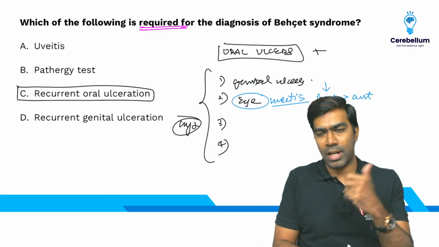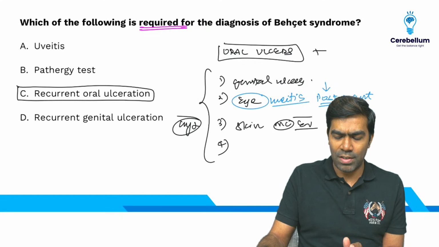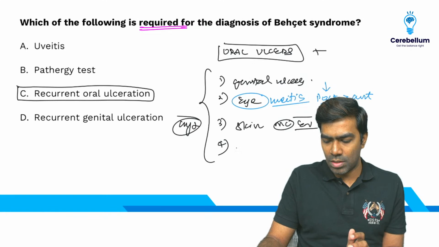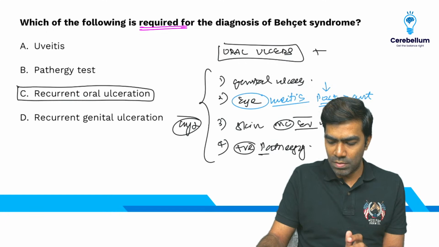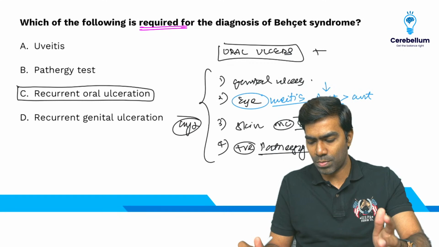And skin lesions. Skin lesions are very common. And the most common skin lesion is going to be erythema nodosum. Or it can have pseudofolliculitis, papulopustular lesions, acneiform lesions, so many, but they will ask you this. Most common is going to be erythema nodosum. And patients will have positive pathergy. Okay, some patients can have positive pathergy. So what is positive pathergy? You're going to do a small pinprick in that area, and it's going to develop nodules, ulcers, and even pustules. Okay, so that's what we call positive pathergy. So out of these 4, if you have any 2, along with oral ulcers, it is Behçet.